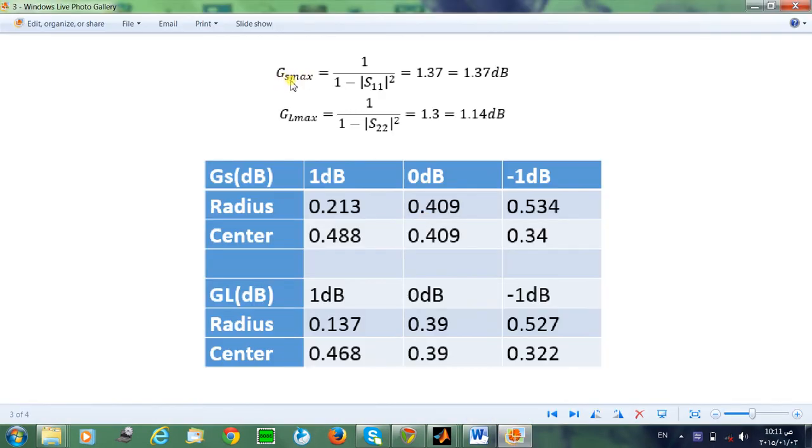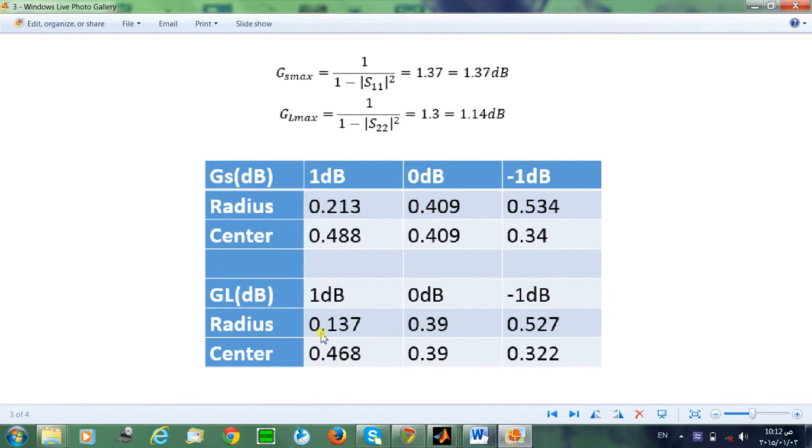Over here we calculate the maximum gain at the input and the maximum gain at the output using these formulas. Using our S parameters, we find that our maximum gain is 1.37 dB at the input and 1.14 dB at the output. Therefore we can't choose any circle higher than 1.37 dB at the input and 1.14 dB at the output. So we choose 1 dB, 0 dB and minus 1 dB for both the input and output.